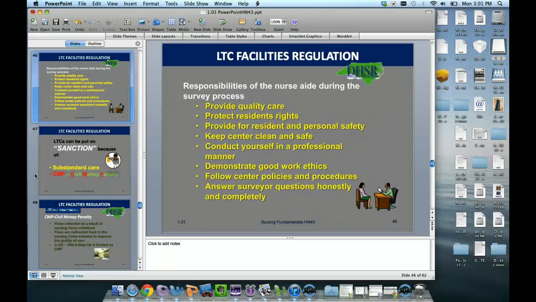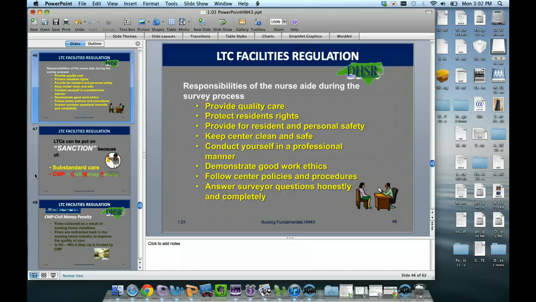Responsibilities of the nurse aide during the survey process are to provide quality care, protect the rights of the residents, provide for the resident's personal safety, keep the center clean and safe, which means no drinks and no food laying around outside of the cafeteria, conduct yourself in a professional manner, demonstrate good work ethics, and follow the policies and procedures of the center. And when a surveyor asks you a question, you answer the question honestly and completely.